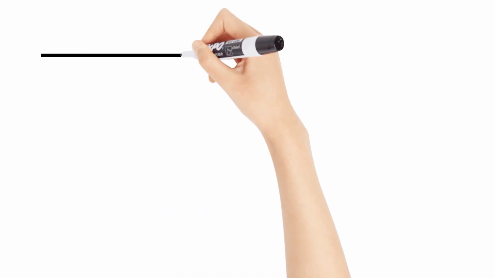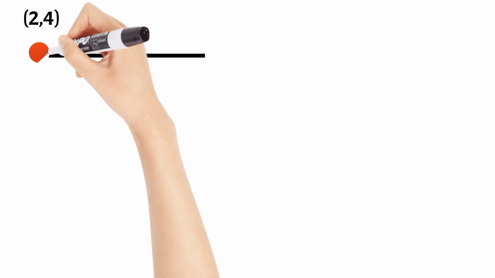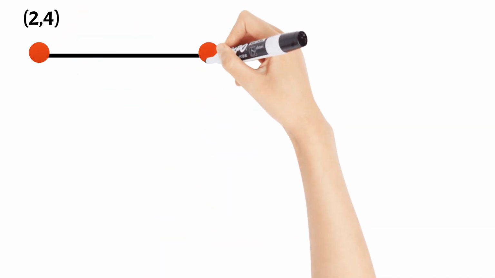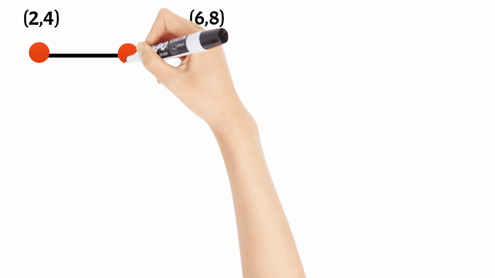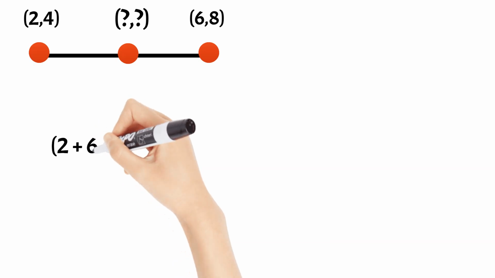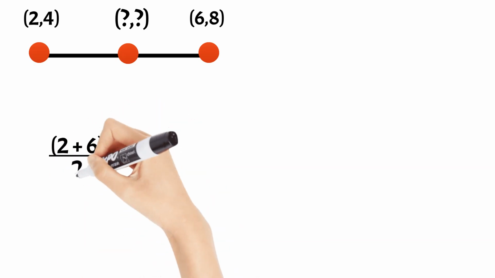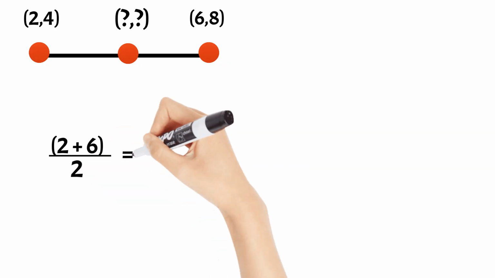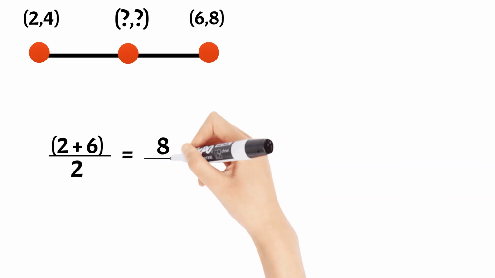So let's use points (2, 4) and (6, 8) as an example. To find the midpoint, we would get the average of your x values, so x sub 1 is 2, plus x sub 2 is 6, and divide that in half. 2 plus 6 is 8, divided by 2 is 4. So our first point for our midpoint is 4.